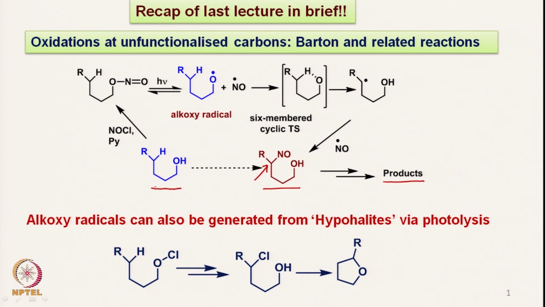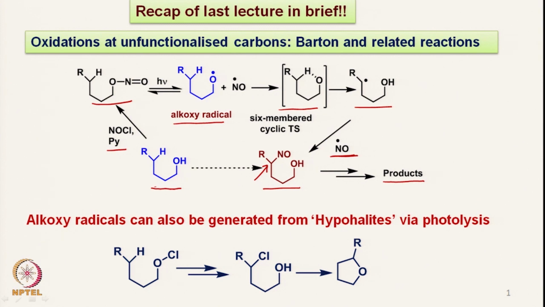The way it went was, when we treated the alcohol with nitrosyl chloride in the presence of pyridine, it gave the nitrite ester, which upon photolysis gave the alkoxy radical, and via a 6 member transition state gave the corresponding radical, which was trapped by the nitrosyl radical.